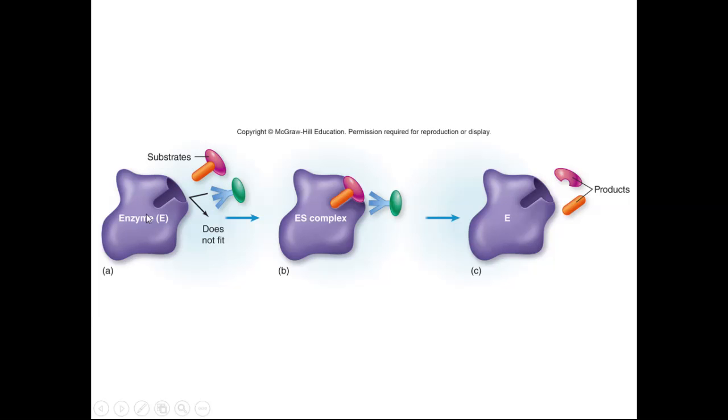So we'll have a substrate plus an enzyme. The correct substrate fits into the correct active site. We have an enzyme-substrate complex form. And then at the end of that chemical reaction, we'll have two separate products leaving the enzyme-substrate complex.